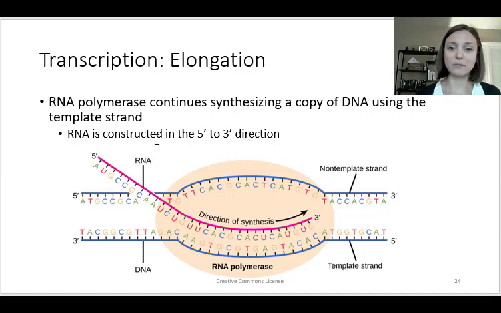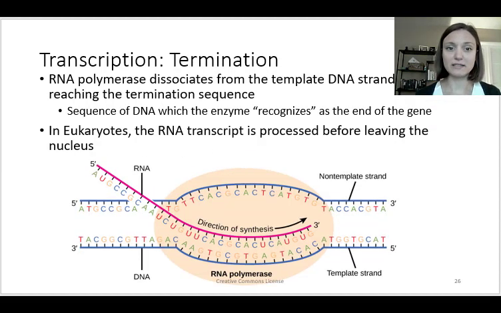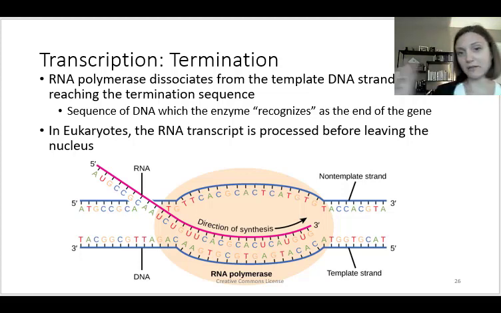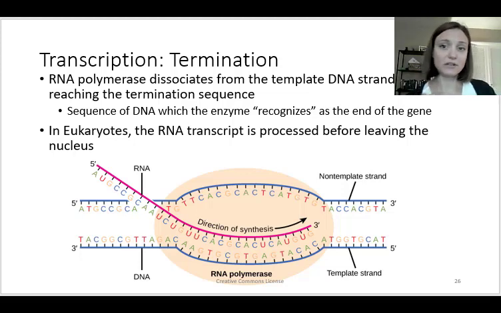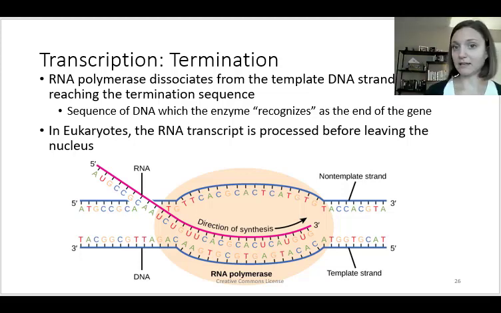It continues until it hits a region that we call the terminator sequence. Just like we have a promoter sequence that's embedded into the DNA, there's also another region further downstream on that template strand. It's called the terminator sequence. Again, it's just a series of bases that RNA polymerase will recognize as this is the end. This is where I need to stop. And so it'll start its transcription at the promoter and end its transcription at the terminator sequence.